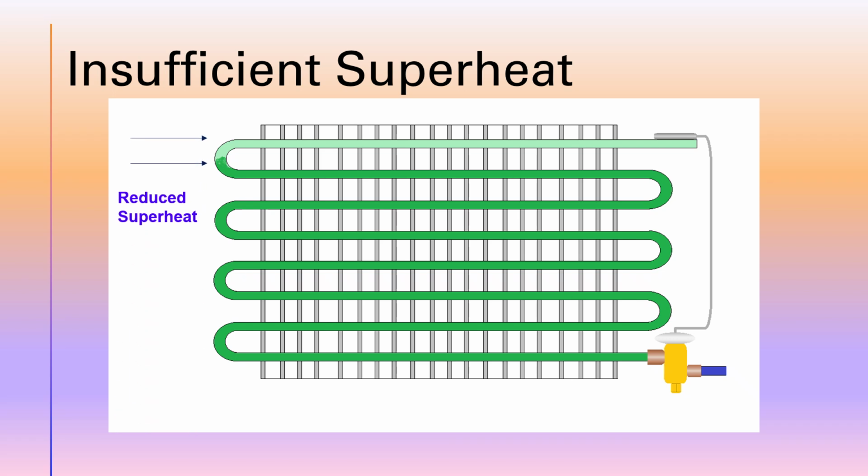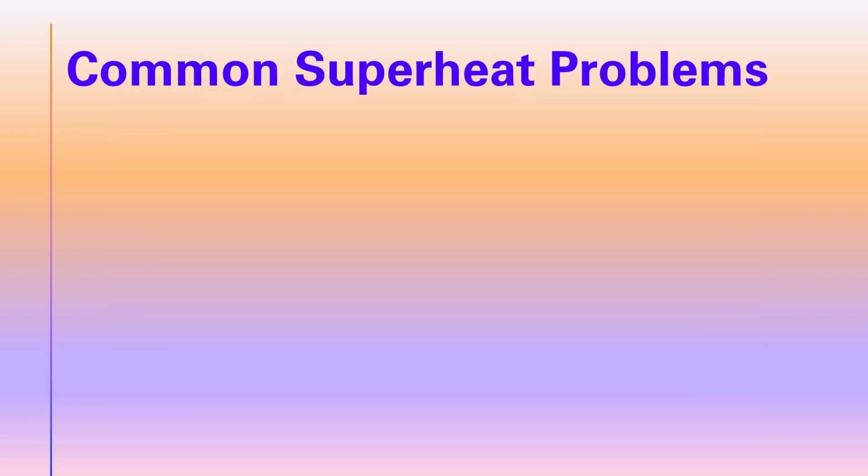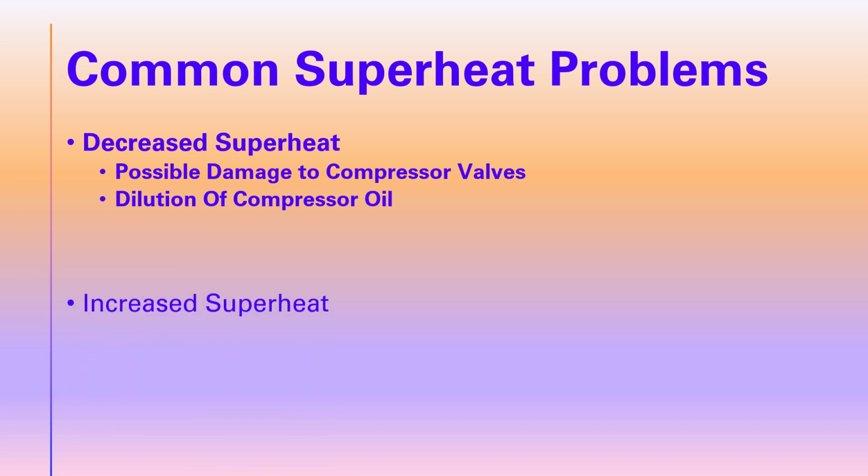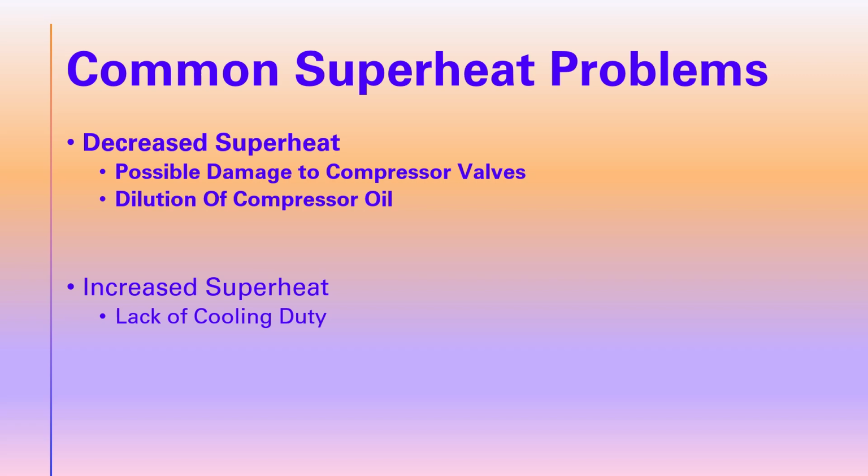A quick look at some of the things that can happen within the evaporator. For insufficient superheat, you've got far more refrigerant liquid going in than you need. And the common superheat problems are decreased superheat, possible damage to compressor valves, and dilution of compressor oil. With increased superheat, you have a lack of cooling duty and an increase in discharge temperatures.